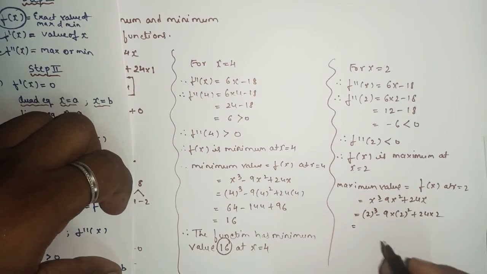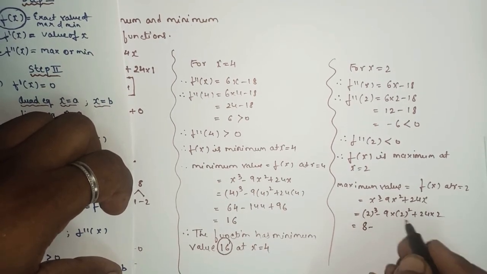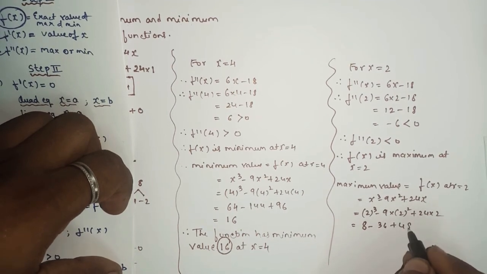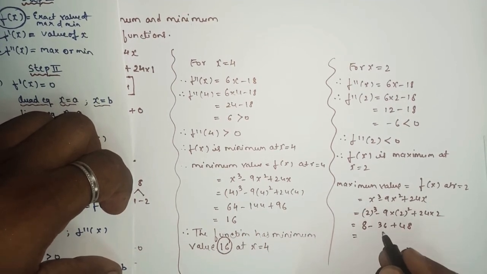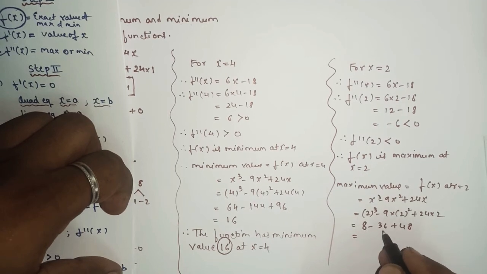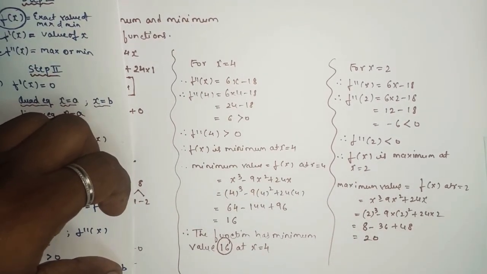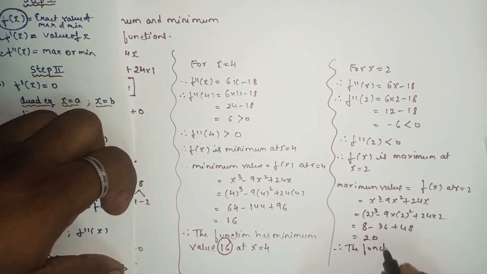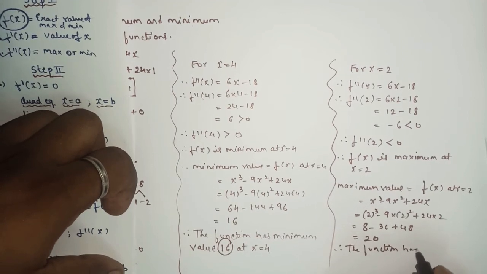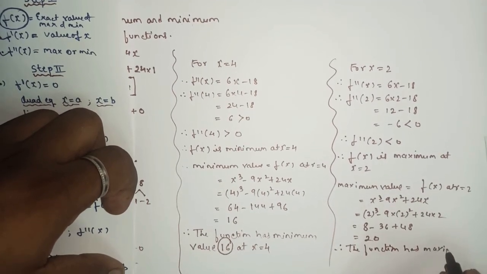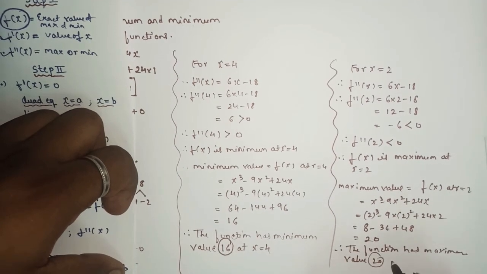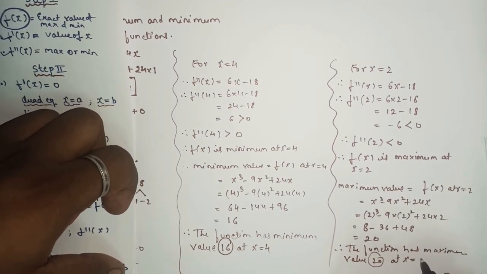Okay. So your 2 cube is what? 8. 2 square is what? 4 nines are 36, and 24 twos are 48. So when you solve this, 8 minus 36 plus 48, this will be what? 20. So here we'll write the function as maximum value 20 at x equals to 2.